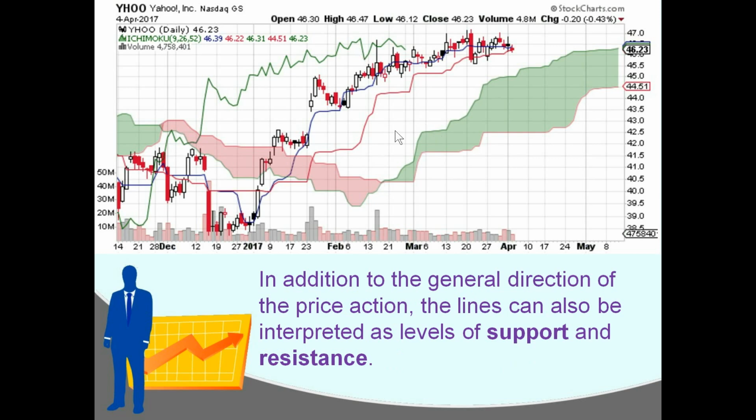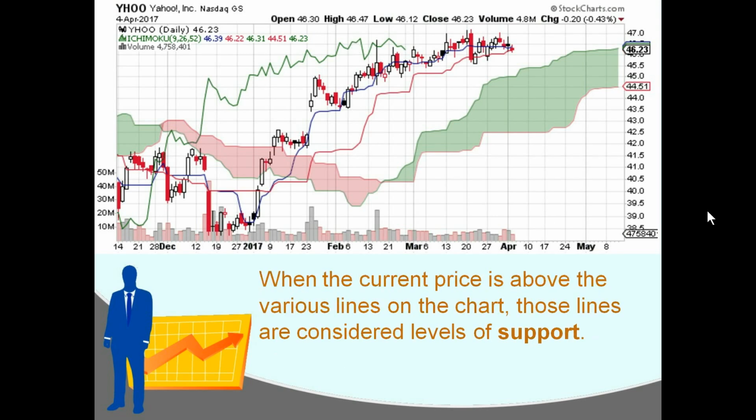Now what about the rest of these lines? Well, in addition to the general direction of the price action, the lines can also be interpreted as levels of support and resistance. And that includes all 5 of these lines here, 1, 2, 3, 4, 5, because these 2 lines that form the cloud are themselves useful as support and resistance lines in addition to these 3 other lines here.